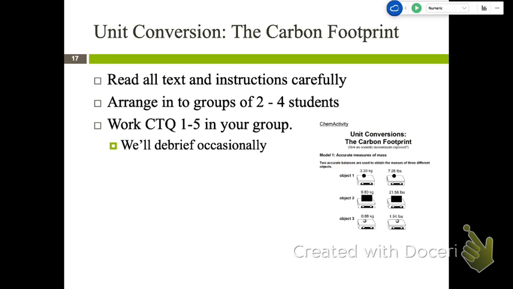So go ahead and work through the first 5 questions called critical thinking questions. If you have any questions, call one of us over. Talk to the people around you after you've read, and if you have any questions. And we'll check in a little bit.